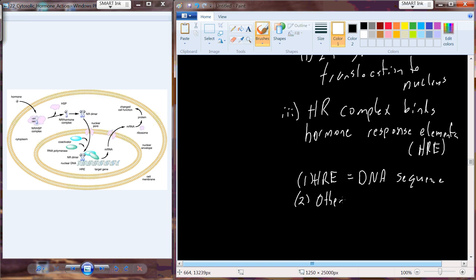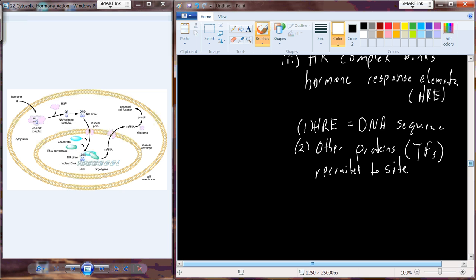Now, most frequently when a hormone response element is bound by a hormone receptor complex, this results in other proteins, which you'll know as transcription factors, being recruited to the site. It becomes conducive for binding the other transcription factors, and we build up this promoter complex, this series of different proteins that will result in the machinery for RNA transcription to occur. So we'll promote transcription.